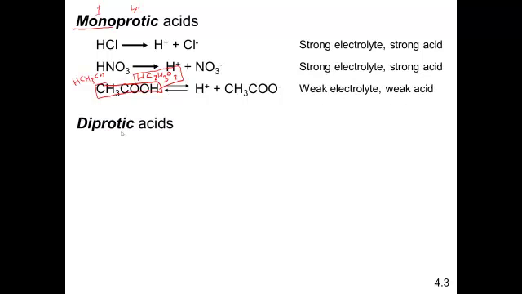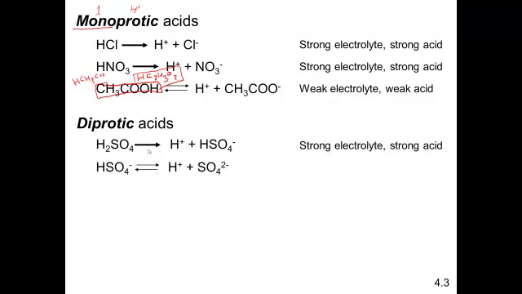We can also talk about diprotic acids. Diprotic acids are acids with two protons. A good example is sulfuric acid, and notice here it has two hydrogens that it can lose. When it loses its first hydrogen, it is a strong acid, so it's a strong electrolyte. If it was in water and we had a light bulb attached, it would light up brightly. If it loses its second hydrogen, however, this second one is known as a weak acid, or a weak electrolyte.